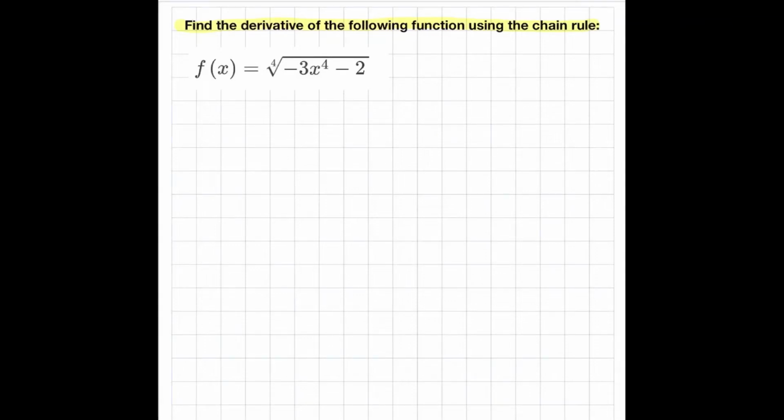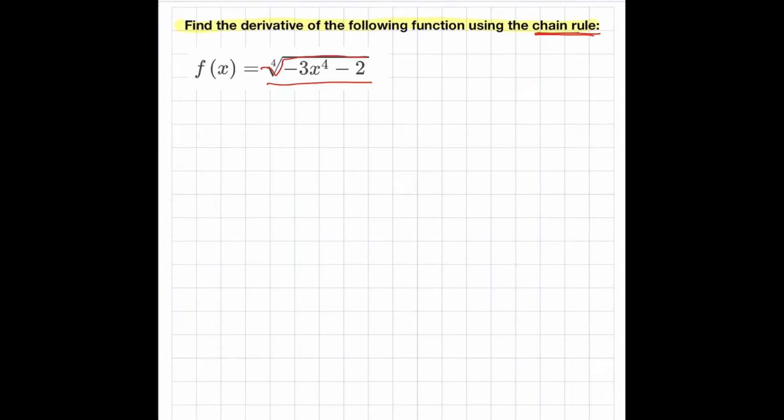Find the derivative of the following function using the chain rule. So the question here is asking us to find the derivative of this function using the chain rule. So what's the first step? As we can see from this function, there is a radical.